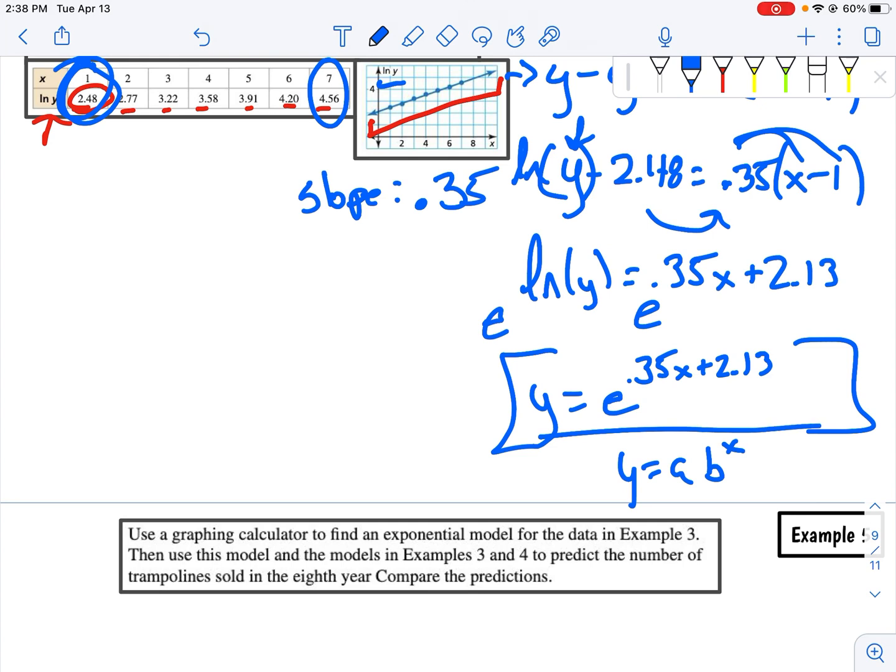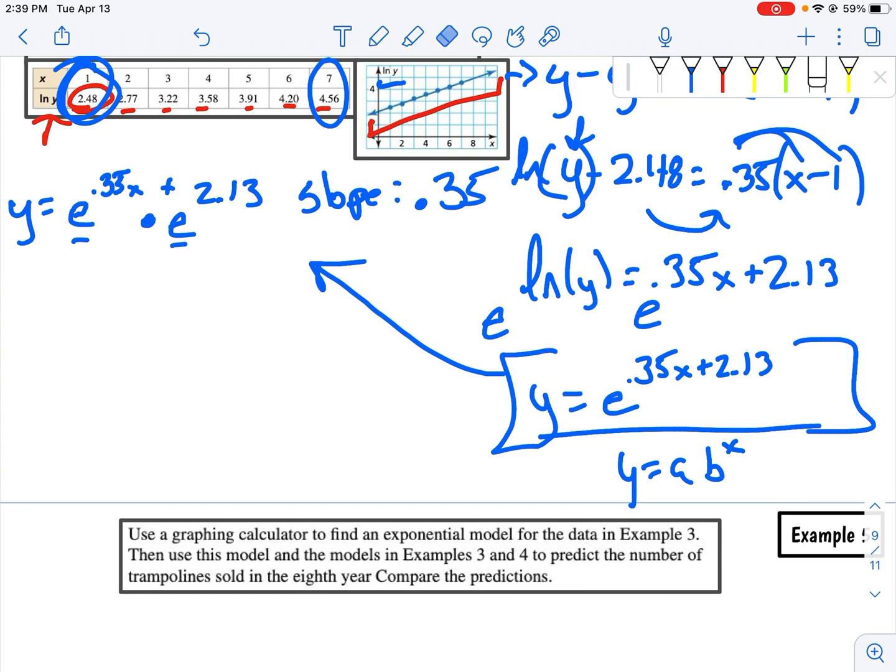So to get this in exponential form, we need to use some of our simplifying rules. We can rewrite it as y equals e to the 0.35x times e to the 2.13. We can split this up because if they're being multiplied and they have the same base, we add those exponents, right? That is our rule. So that's why we're allowed to split it up.